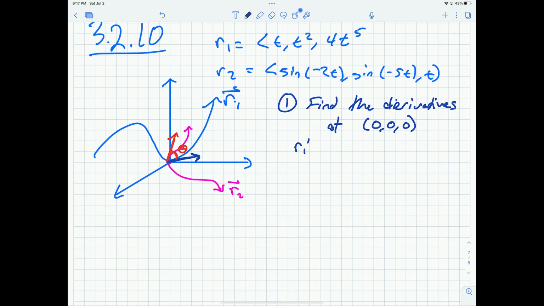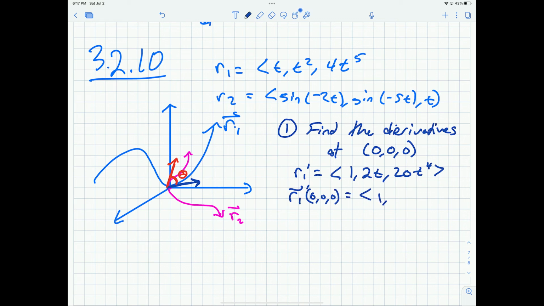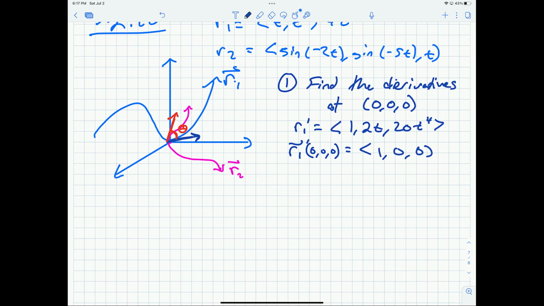So R1 prime is, we just take the derivative with respect to t. So we have 1, 2t, 20t to the fourth, right? I'm just taking the derivative of t, t squared, and 4t to the fifth. Specifically evaluated at 0, 0, 0, we have 1, 0, 0. So that's the direction it's going. Do the same thing for the other one.